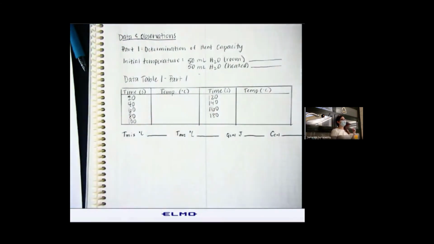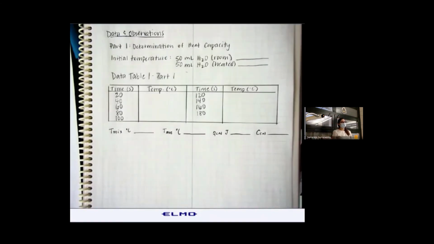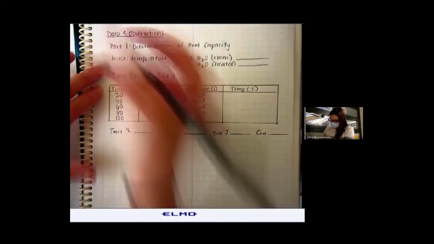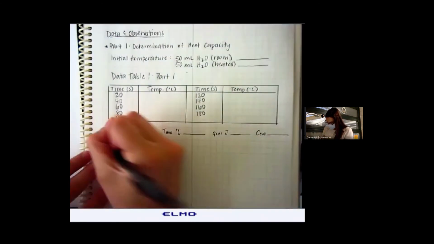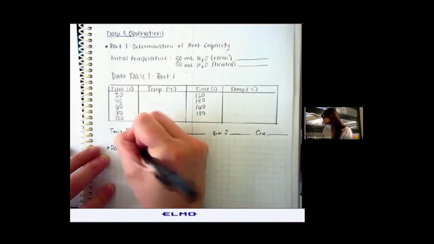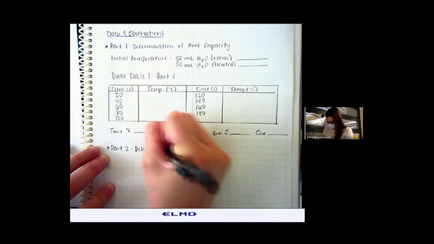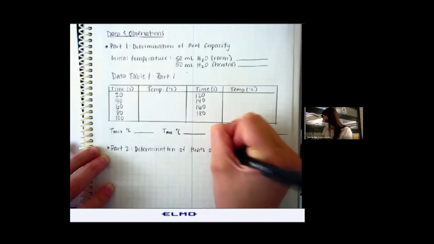Also, didn't think about how far I was drawing the lines, but again, that's okay. Our data and observation section is going to be very thorough for this lab. So that's just part 1. And if it helps to kind of put like a star for part 1, that way it's easy to find part 1. And then we want to put a star, part 2, determination of heats of reaction.